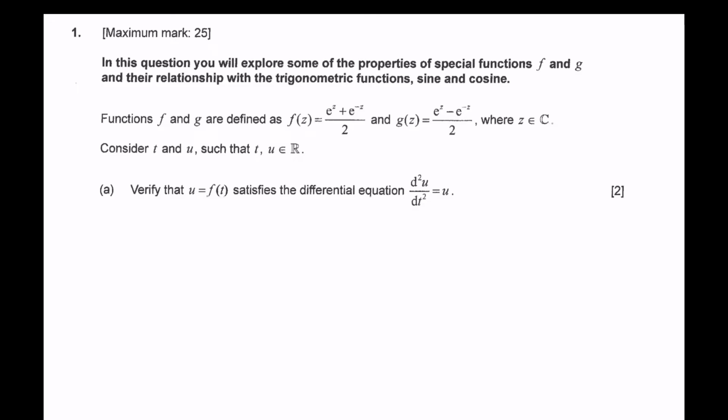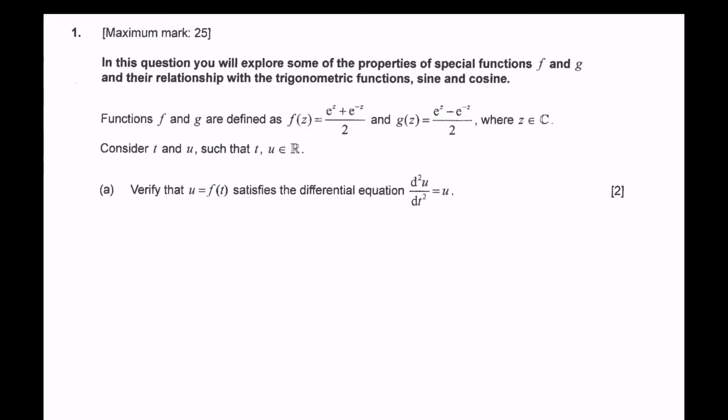In question 1 we have functions f and g, defined as f(z) equals (e to the power z plus e to the power minus z) divided by 2, and g(z) equals (e to the power z minus e to the power minus z) divided by 2, where z is a complex number. Consider t and u such that t and u belong to R, so these are real numbers. You have to verify that u equals f(t), so we replace z with t, and the differential equation d²u by dt² equals u is satisfied.